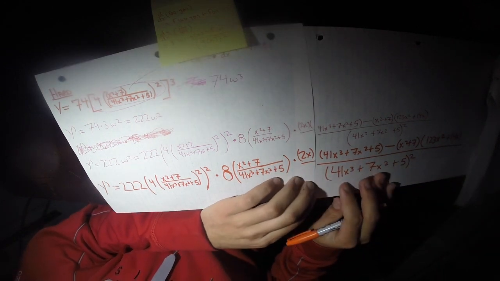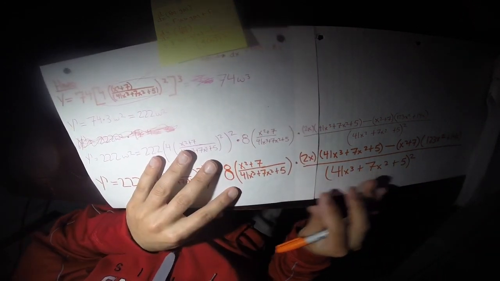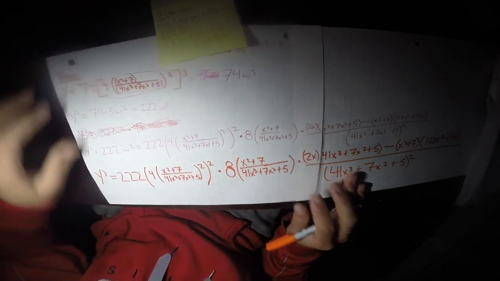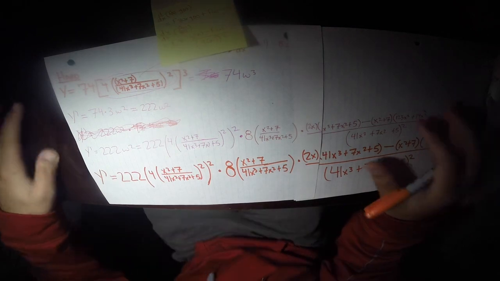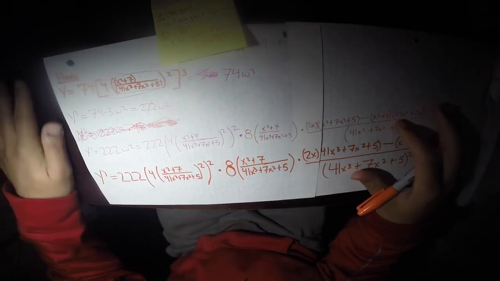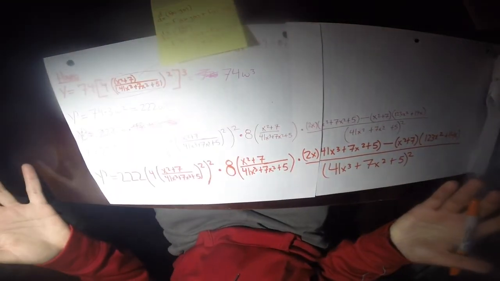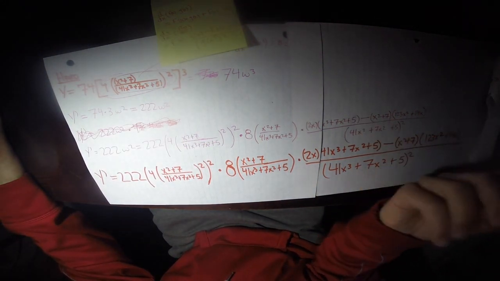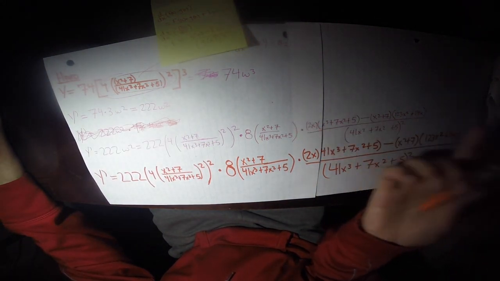And there you have it, your chain rule. And that's the chain rule of this hard function right here. Okay. Now you guys have learned the product rule, how to do the product rule, the power rule, the quotient rule, and the chain rule.